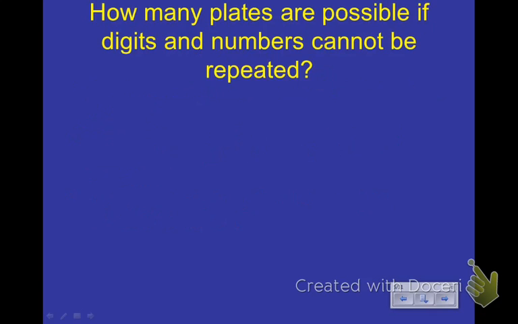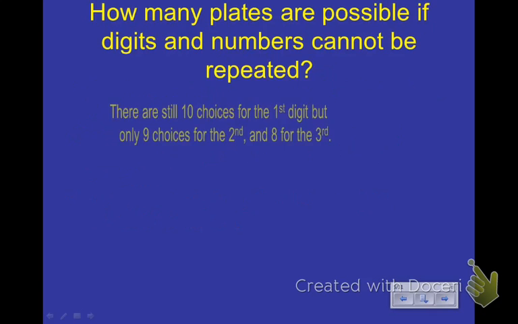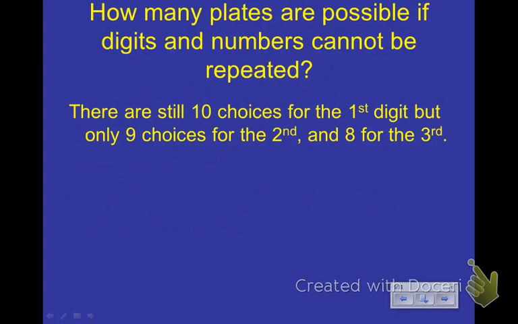They can't repeat. Well, now if I think about it, there's still 10 choices for that first digit, 0 through 9. But if I pick 0 for the first one, I can't pick it for the second one, so now there's only 9 choices. If I pick 1 for the second one, I can't pick it again for the third one, so now there's only 8. It just goes down 1 each time.